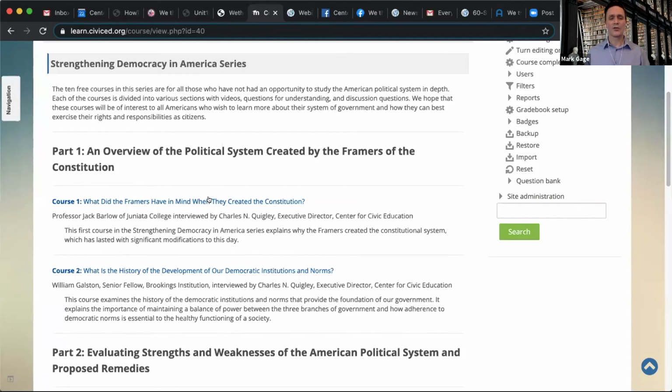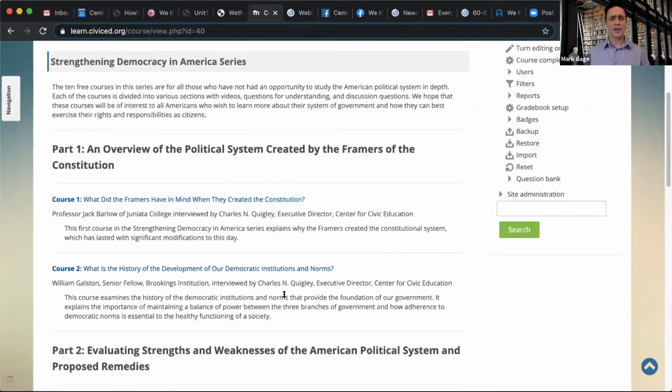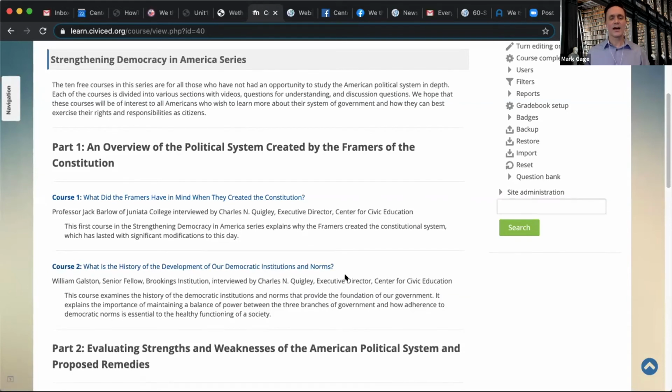We've got Jack Barlow of Juniata College: what did the framers have in mind when they created the Constitution? That's course 1. Course 2 is William Galston: what is the history and development of our democratic institutions and norms? These are really top-notch scholars talking about this, and it's the same kind of format.